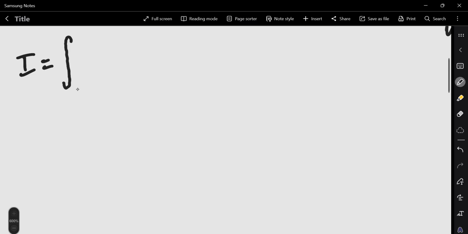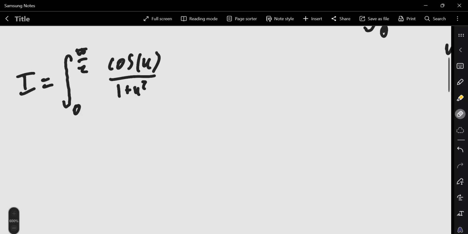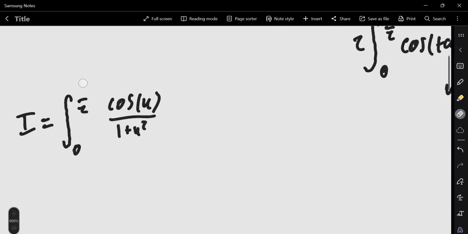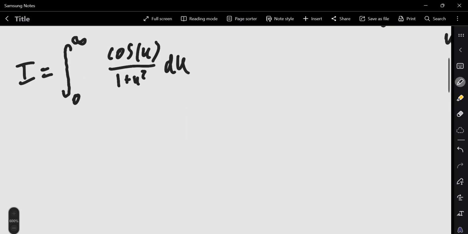The integral of 0 to pi over 2, cosine of u all over 1 plus u squared. This shouldn't say pi over 2. We just changed the bounds. Literally just changed them. du. Do you recognize this?